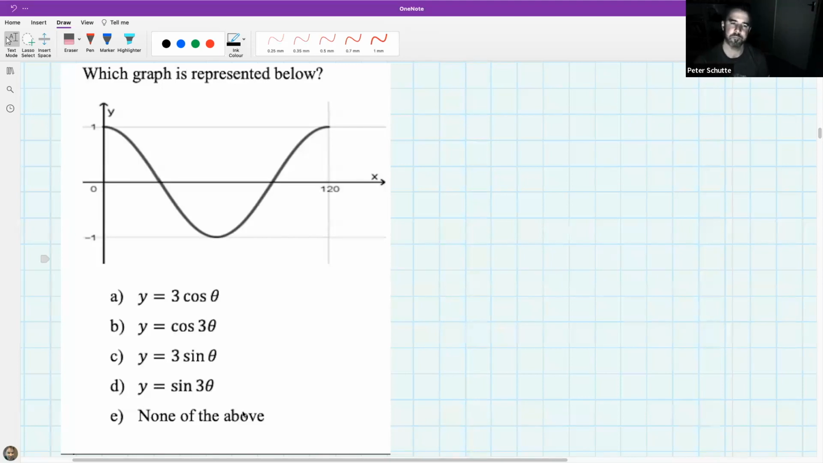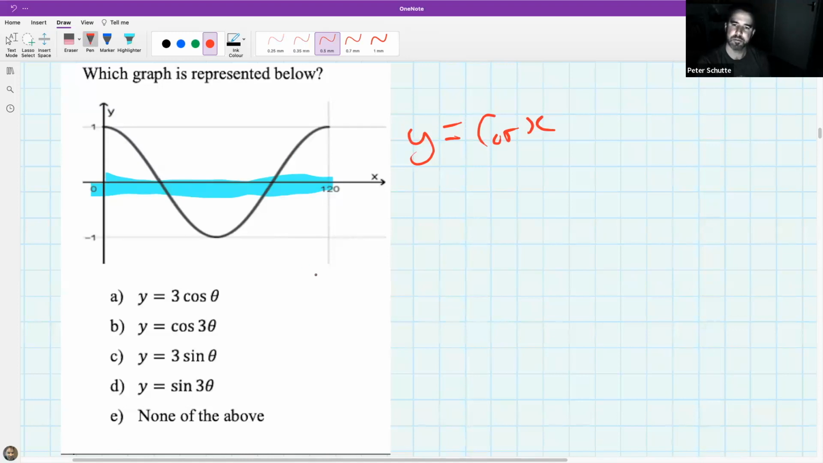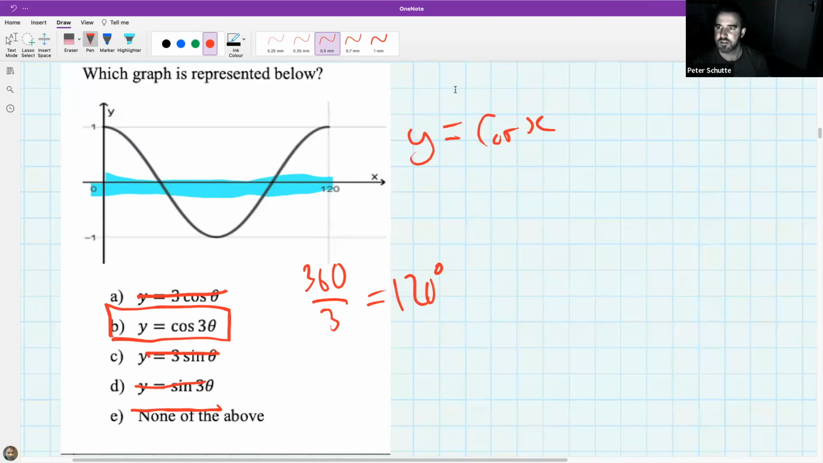Okay, so it looks to me like the period of this graph is 120. You can see it goes down, down, up, up. I also think it's a cos graph because of the shape. But it's not y equals cos x because the period has been changed. Now, the only one that is a cos graph and that's had the period changed is going to be B. And the period of B would just be 360 divided by 3, which matches this. Yeah, we're gobbling this up. Fantastic.